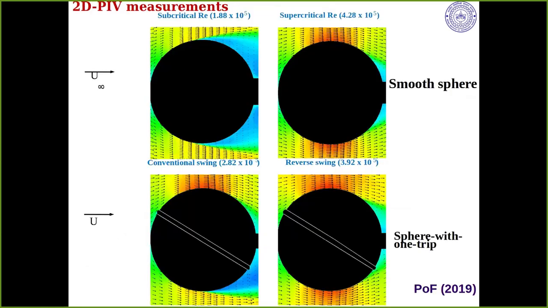I'll skip this. These were just some PIV measurements to show you. This is a smooth sphere through subcritical and supercritical. The boundary layer separates much later. And then if you do a sphere with trip, again you get this. So this is conventional swing, you can see much more attached flow on the seam side. And then you can get much more attached flow with the reverse swing at a larger limit on the reverse swing.